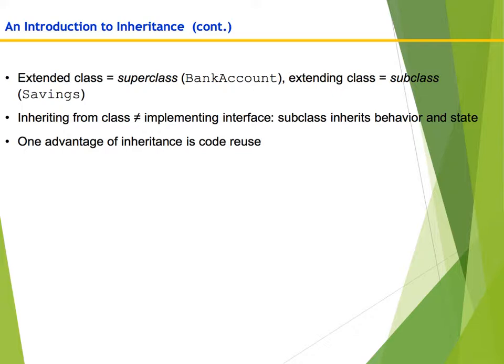In the previous example, the BankAccount, which is the superclass, is called the extended class, while the subclass, which was the SavingsAccount, is called the extending class. So remember this terminology. And also keep in mind that inheriting from a class is different from implementing its interface, because a subclass inherits behavior and state. Also, one advantage of inheritance is code reuse.